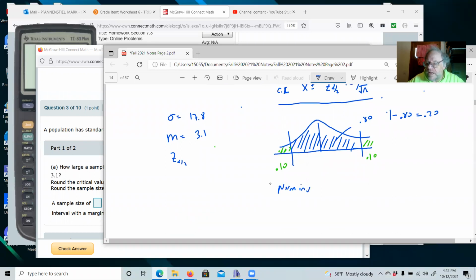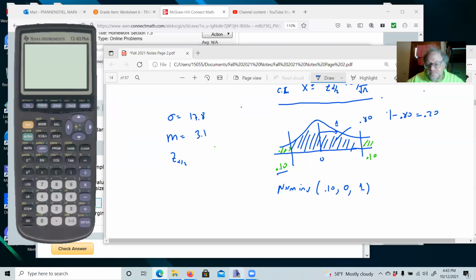inverse, or inverse norm. What percentage do I want? I want 0.10. What's my mean? Well, it's a standard normal distribution, so my mean is 0 and my standard deviation is 1. Standard normal, that's always what it is.